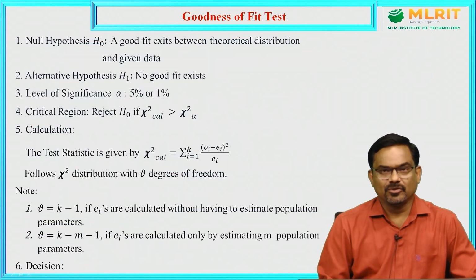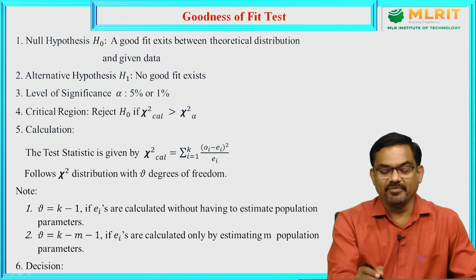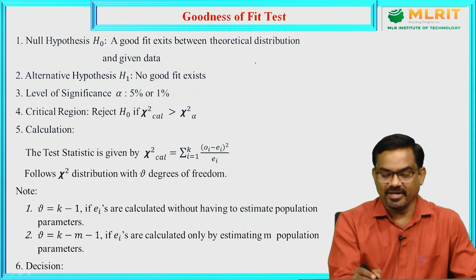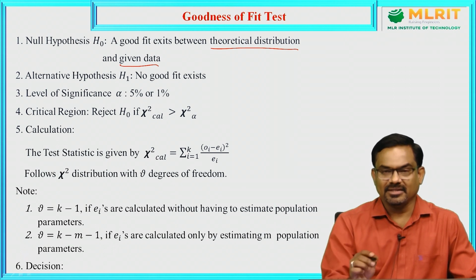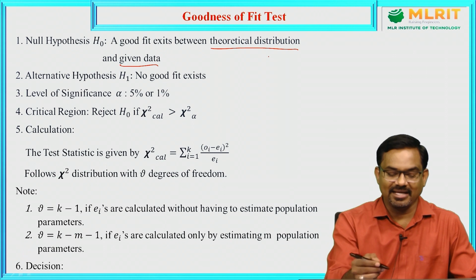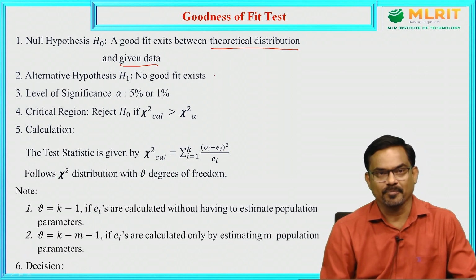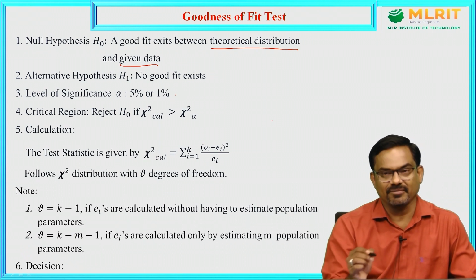Now coming to the goodness of fit test. Here we test the null hypothesis H0: a good fit exists between the theoretical distribution and the given data. That is our null hypothesis. We test this against the alternative hypothesis: there is no good fit between these two. And we test this at 5% level of significance or 1% level of significance.